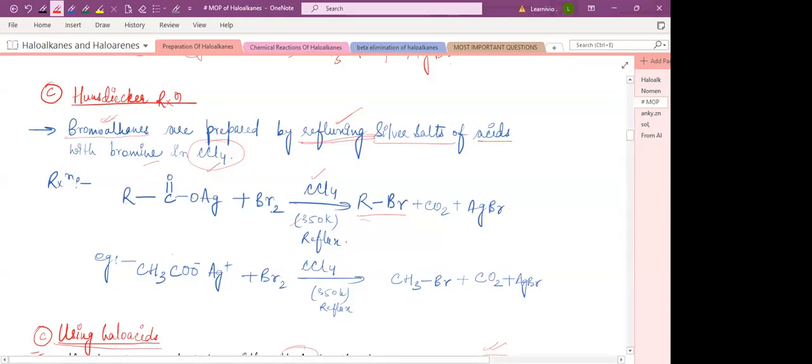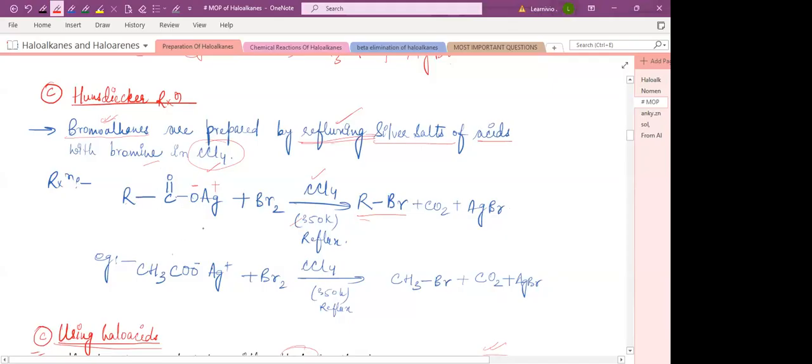Here we use the silver salt of a carboxylic acid, RCOOAg. The silver gets a positive charge and the COO gets a negative charge. What happens is basically a substitution type of reaction. The halogen replaces the carboxyl group, this COO group.